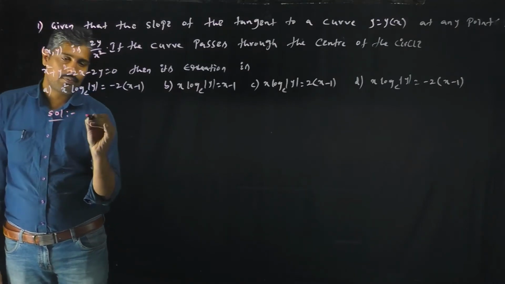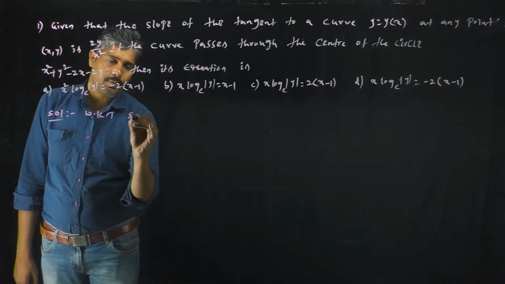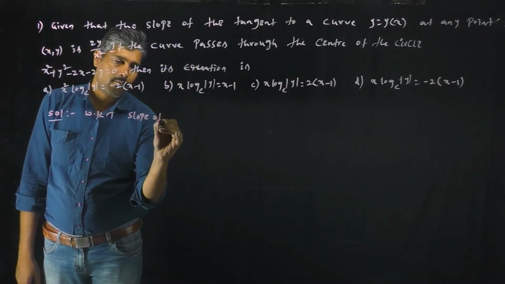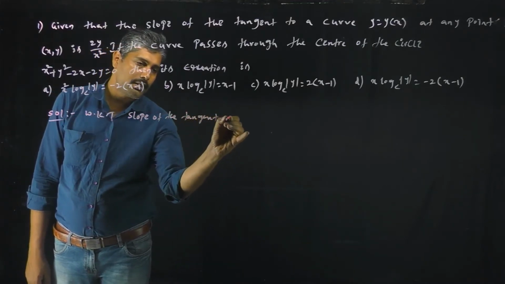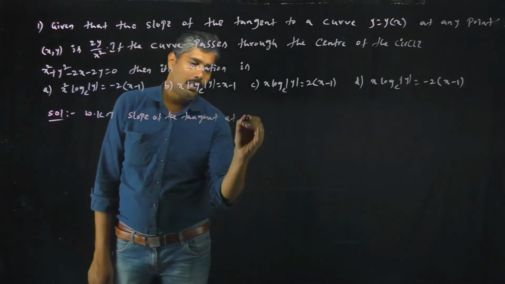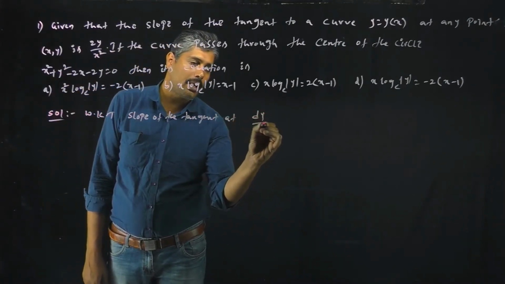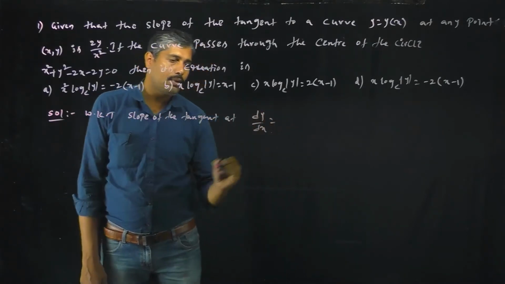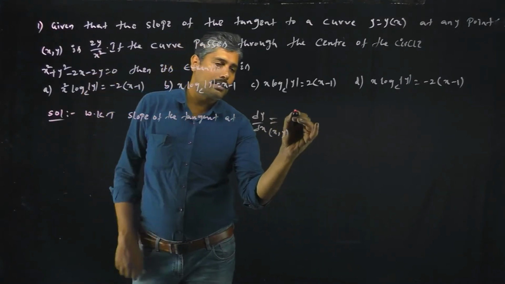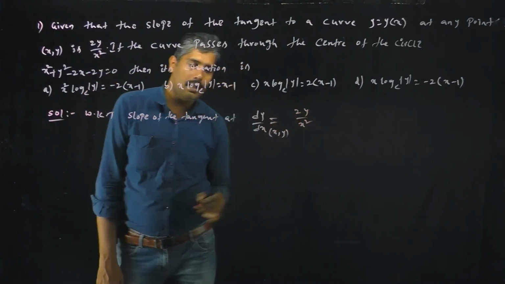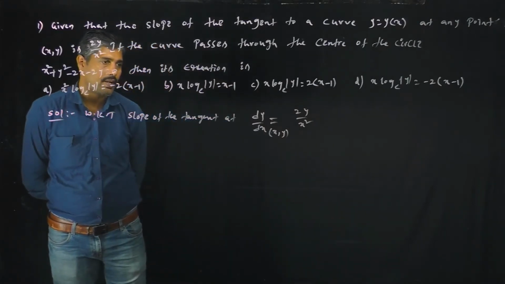We know that the slope of the tangent at the point (x, y) is represented by dy/dx, which is equal to 2y/x². So dy/dx = 2y/x², right?